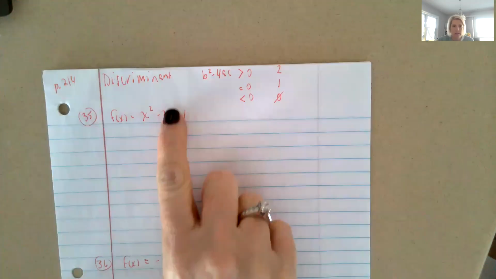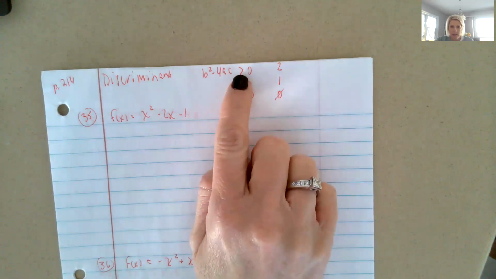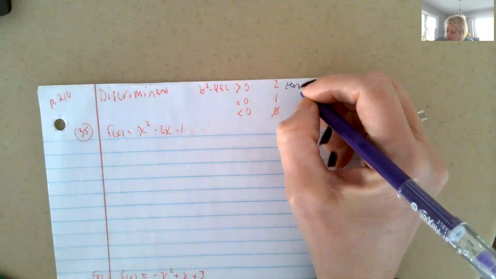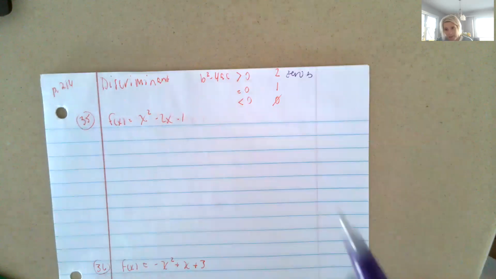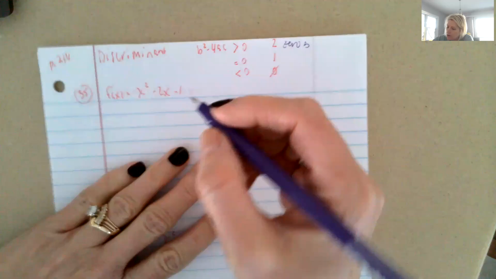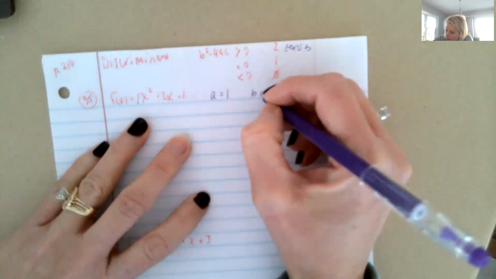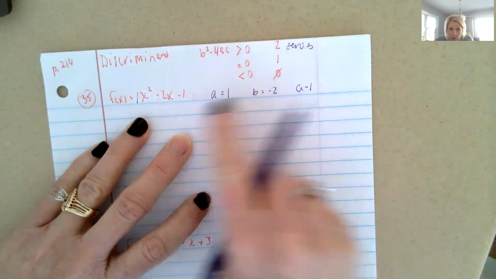Next up, I would like to use that discriminant to tell us some things. So again, the discriminant is b² - 4ac. If it's greater than 0, there are 2 zeros. If it's equal to 0, there's 1 zero. And if it's less than 0, there are no zeros. There are imaginary zeros, but there are no real zeros. Okay. So let's look here. We have x² - 2x - 1. So I'm going to write off to the side a equals 1, b equals -2, and c equals -1. So now I have them to work with.